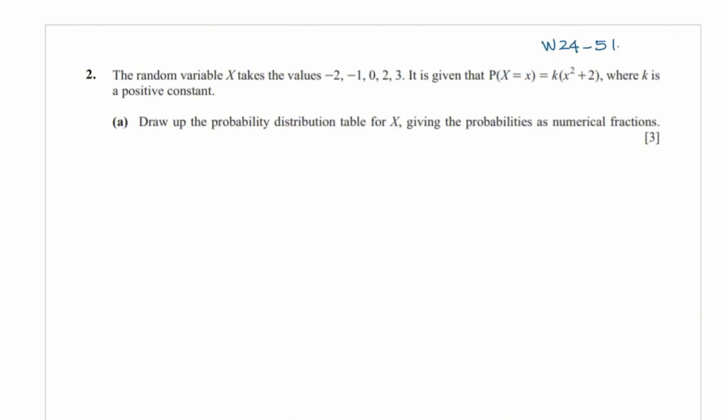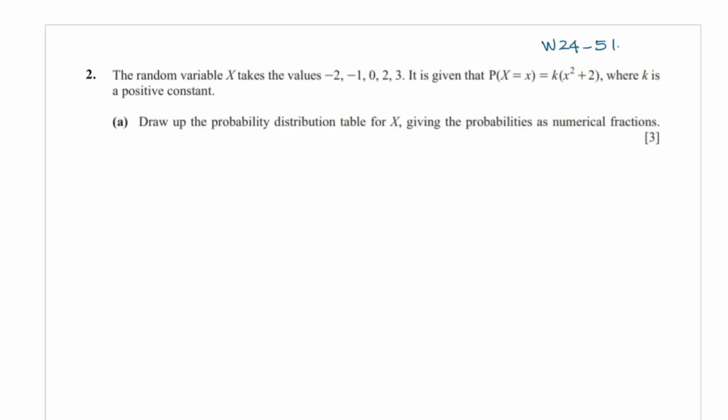Now it is given to us that the random variable x takes values -2, -1, 0, 2, and 3. It is given that the probability of x equals x. Remember, how do we read this? So basically the probability when x is equal to -2 is equal to, you can substitute the x with -2, right? And so on, where k is a positive constant.